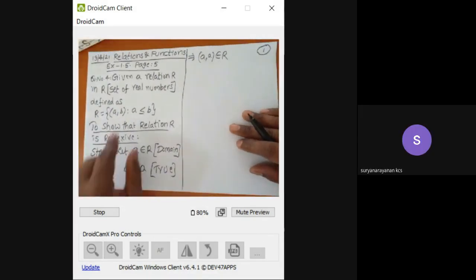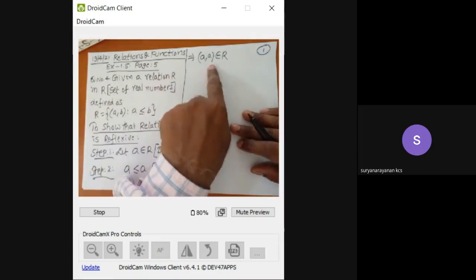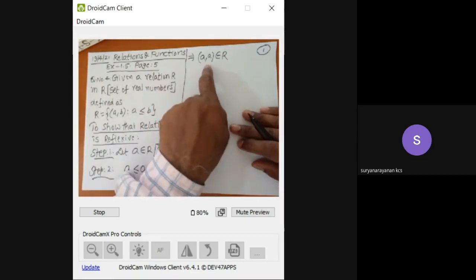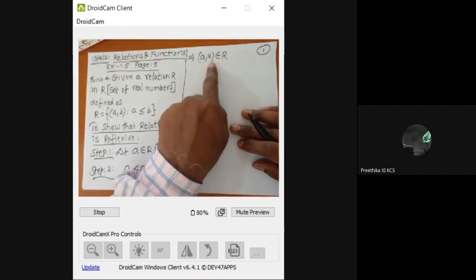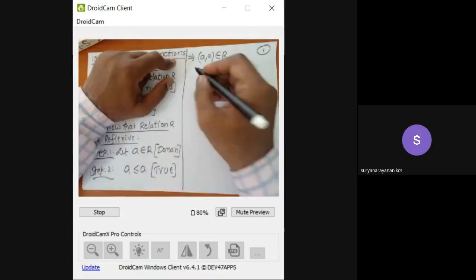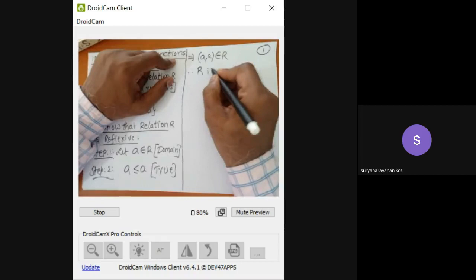Yes, sir. Then what will you conclude here by seeing this statement? The ordered pair... R is reflexive, sir. Very good. R is reflexive. Therefore, R is reflexive.